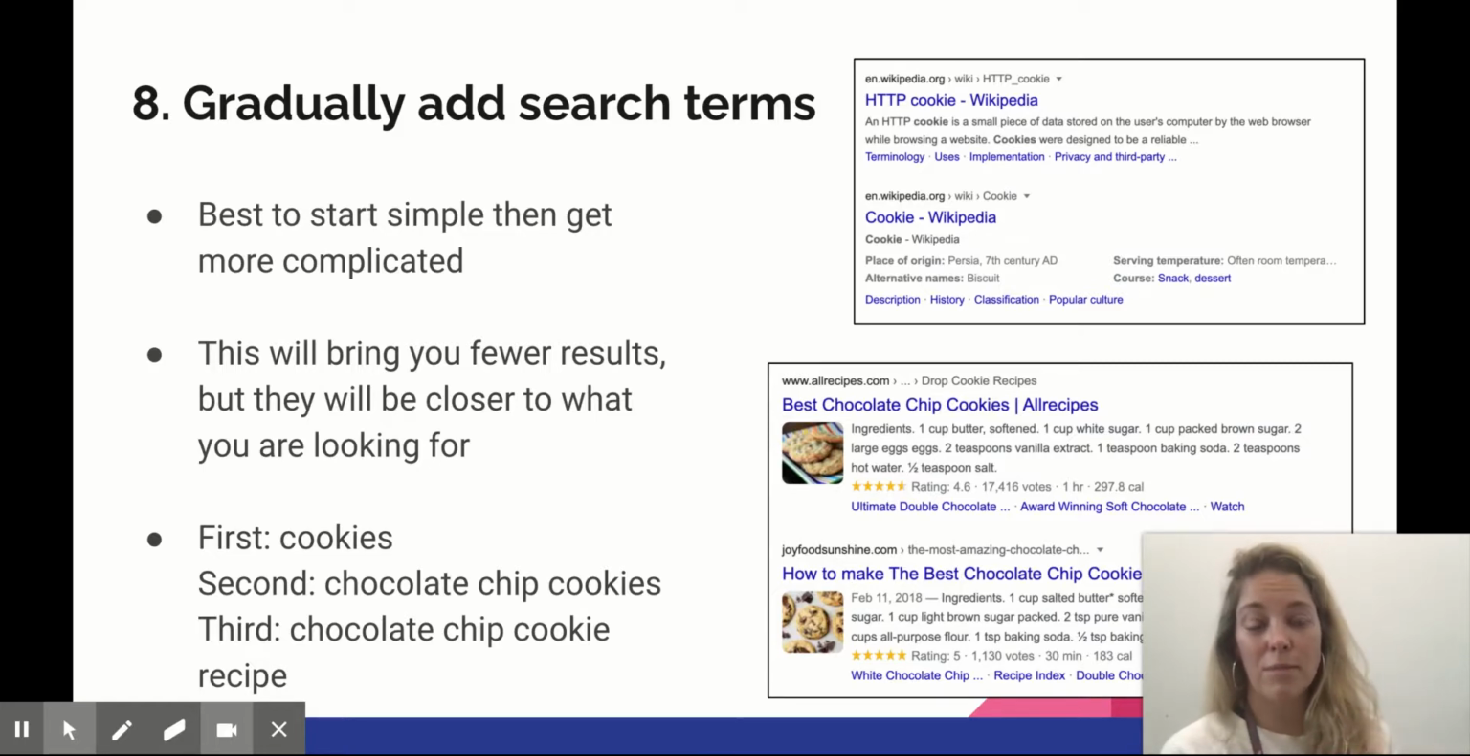My first search, when I said cookies, I ended up with some cookie history websites, and some website results that were about cookies that have to do with the internet. That's not what I want. So start really general and then get more and more specific the more you search.